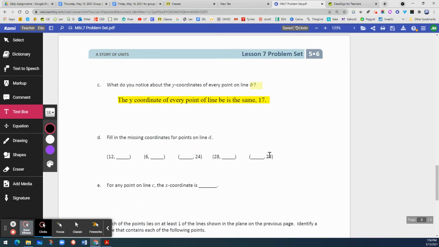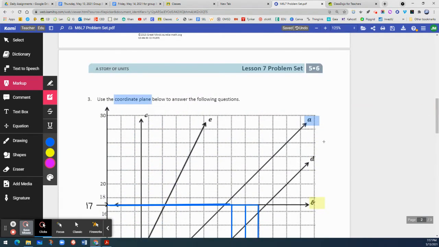And this one right here, I think these are easy to follow. I'm not going to do them all, but look at this. It says, fill in the missing coordinates for points on line D. Okay, let me find line D. And we're only missing these coordinates. We're missing the y coordinate. Oh, no, on this one, we're missing the x coordinate. This one is the y coordinate, and this is the x coordinate. So let's find the D. Okay, there is D.